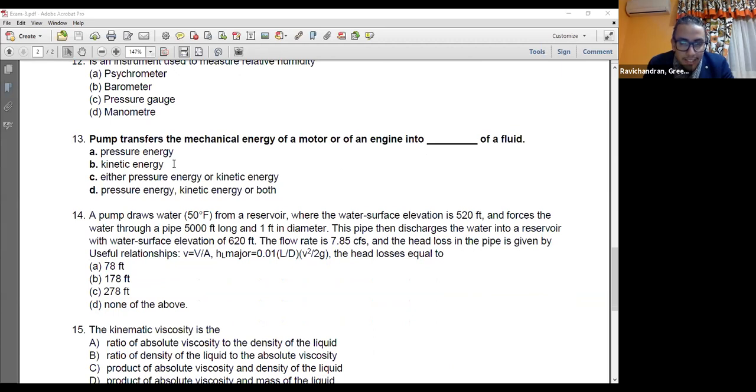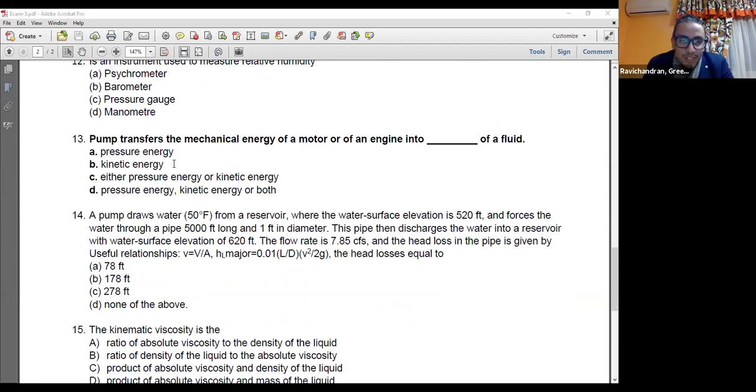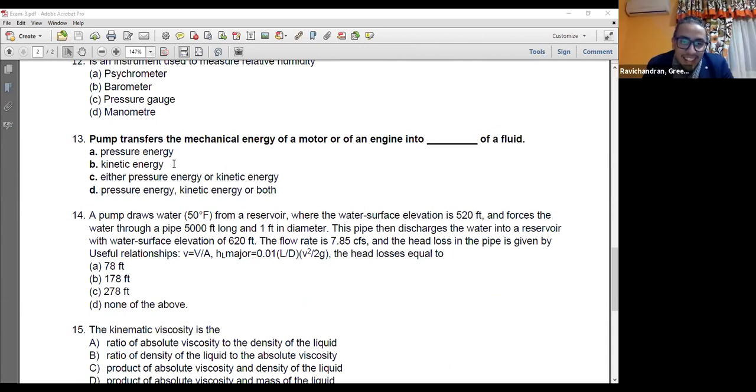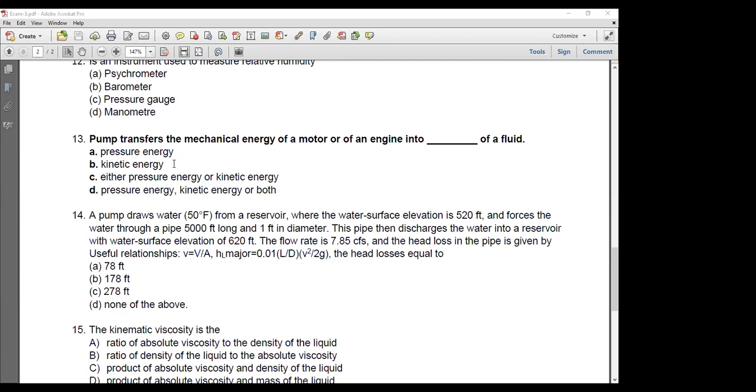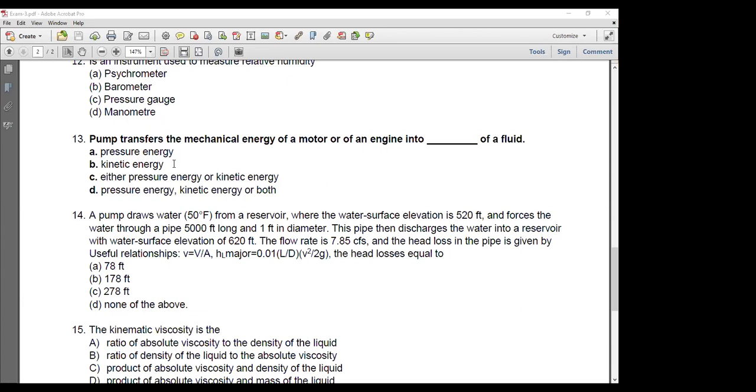Excellent. Without solving? No, I solved it clearly. 14 is solved, but the answer is 178. This is what is required in the question in the presentation. When I request the pump head, here I change something in the equation. I only request the losses, so the difference between 620 and 520 is not required. I just focus on the losses. So the losses alone is 78.